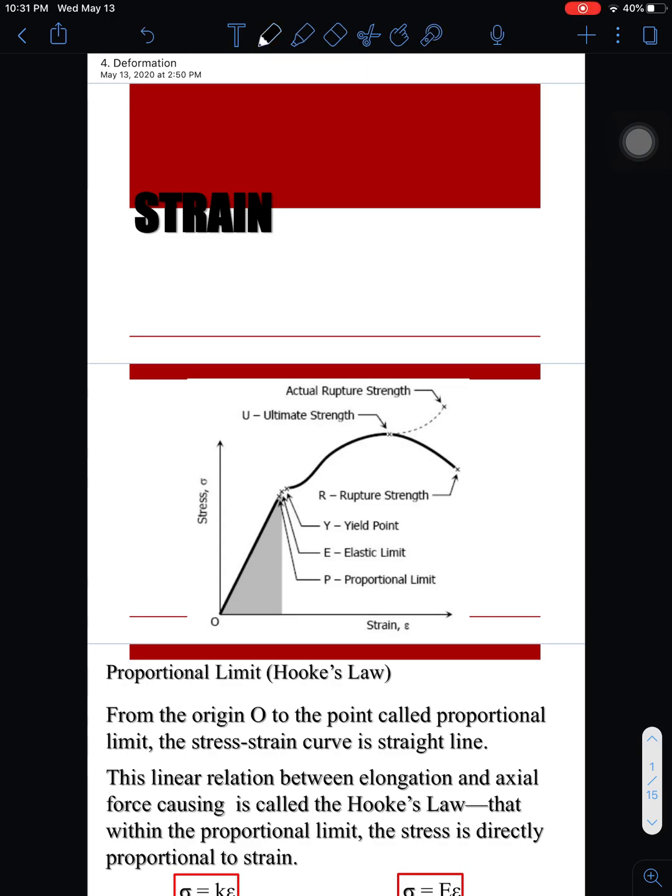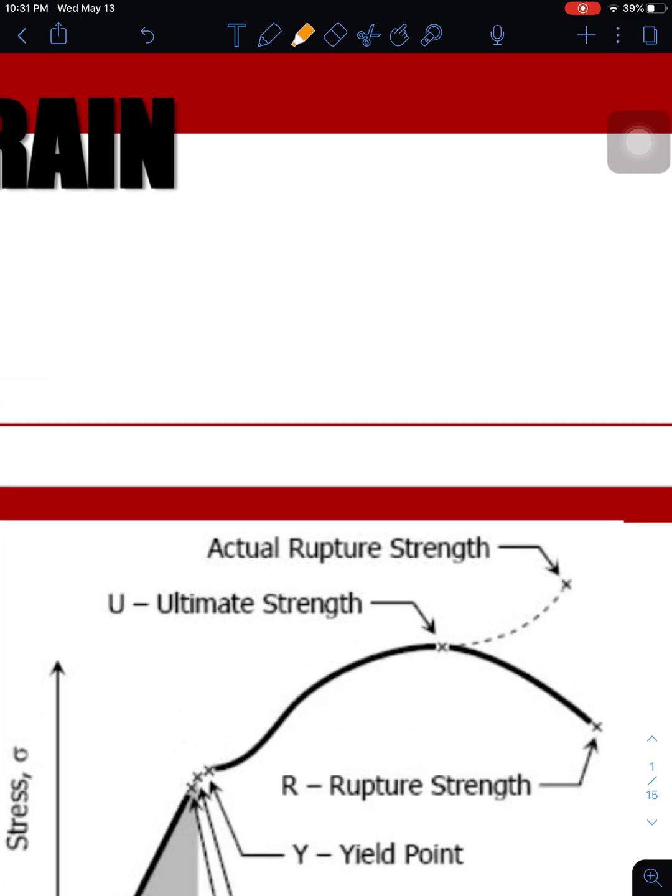So the second topic is about strain. Strain is a product of stress, where stress is P over A, and the stress definition is the strength per unit length of the material, while the strain is its deformity or deformation per unit length. So strain here is defined as deformity per unit length.